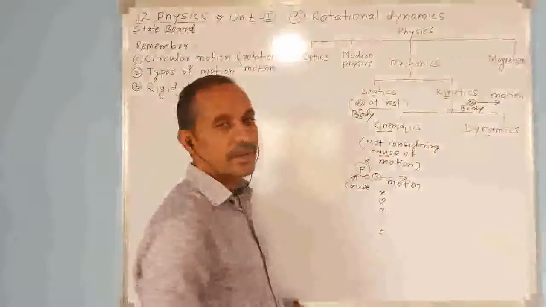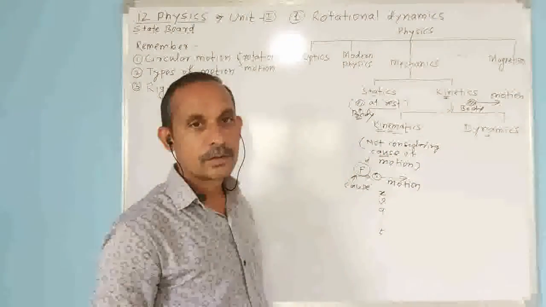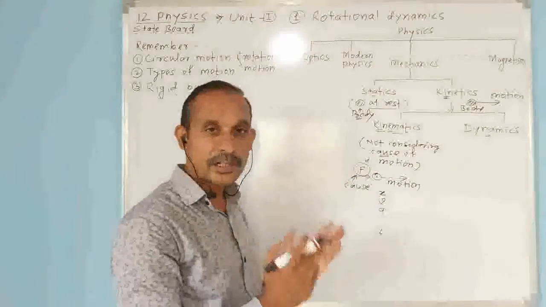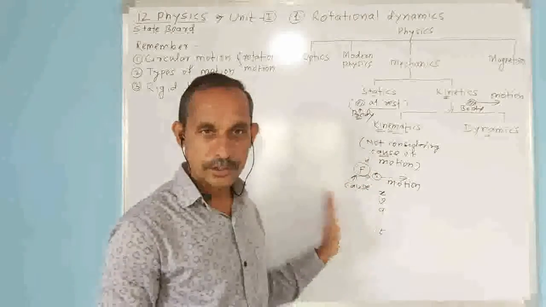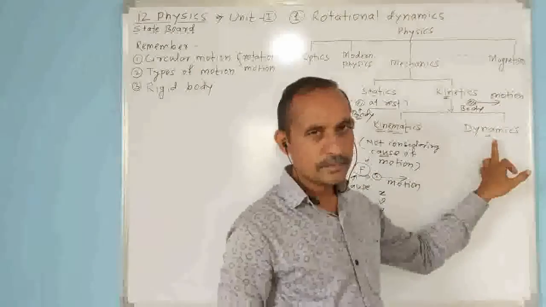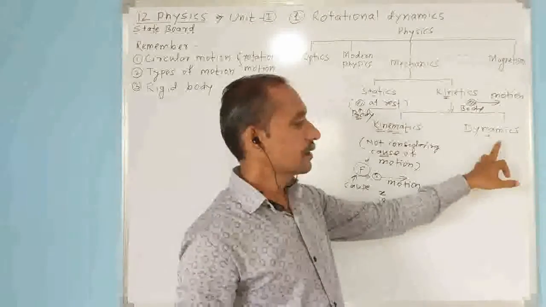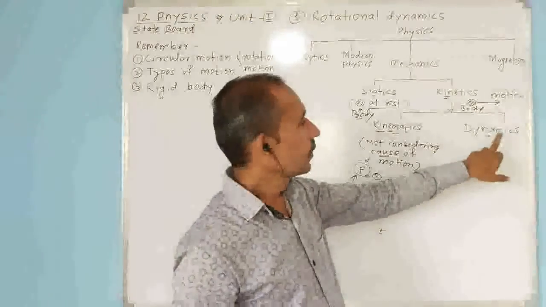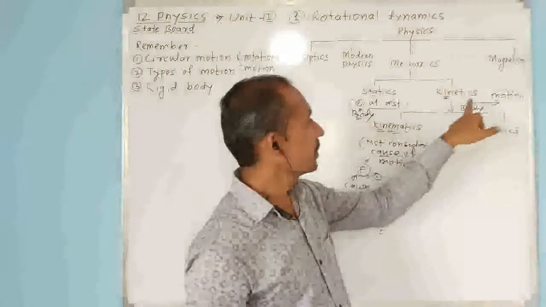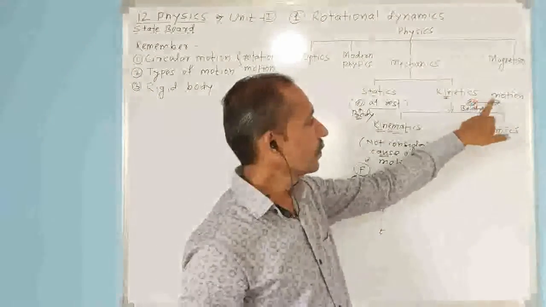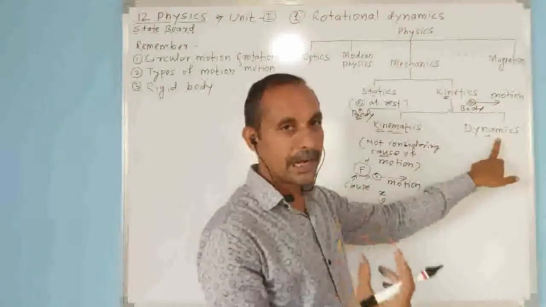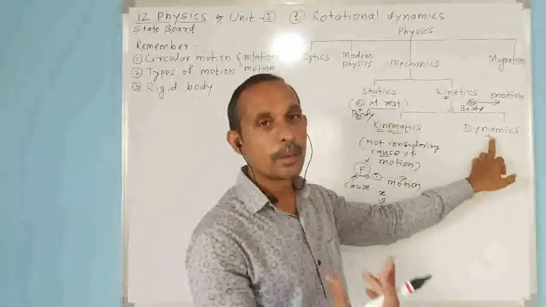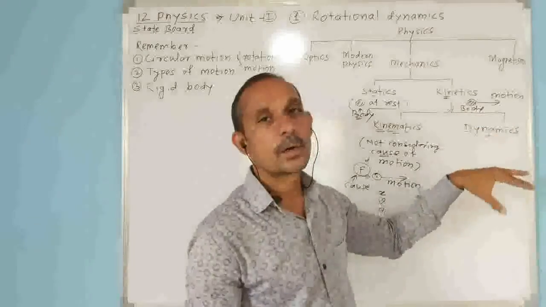So kinematics is the branch in which we are studying the motion of a body but not studying the cause of the motion. Next is dynamics. So what is dynamics? In this branch, dynamics, we are going to study motion, and its causes.